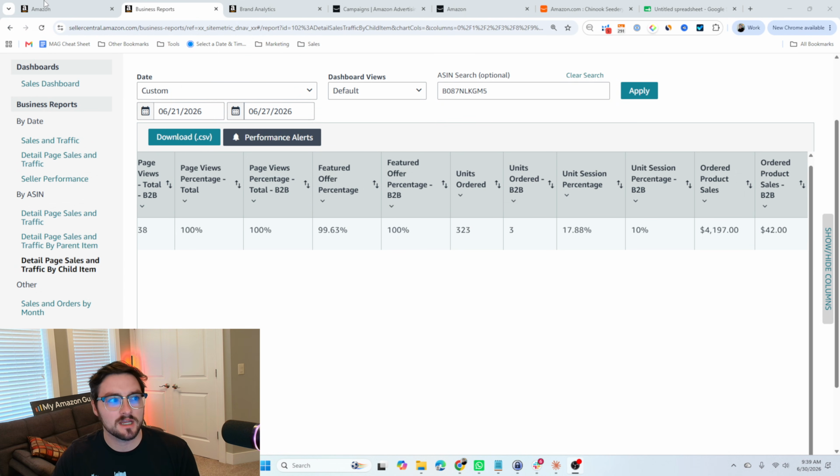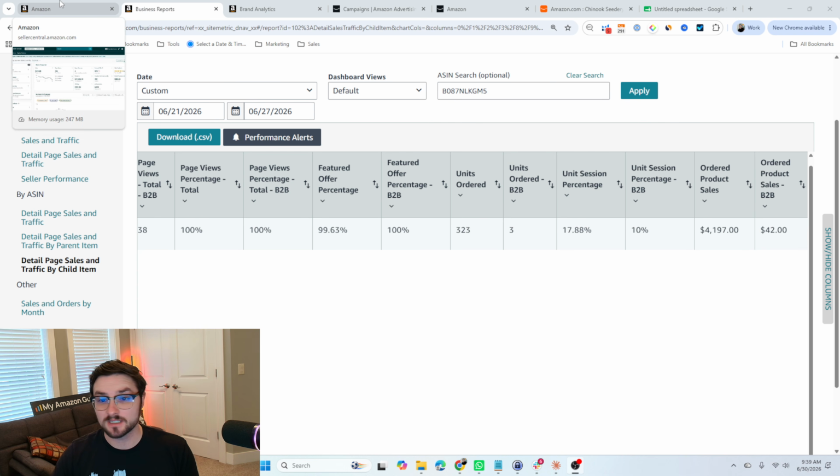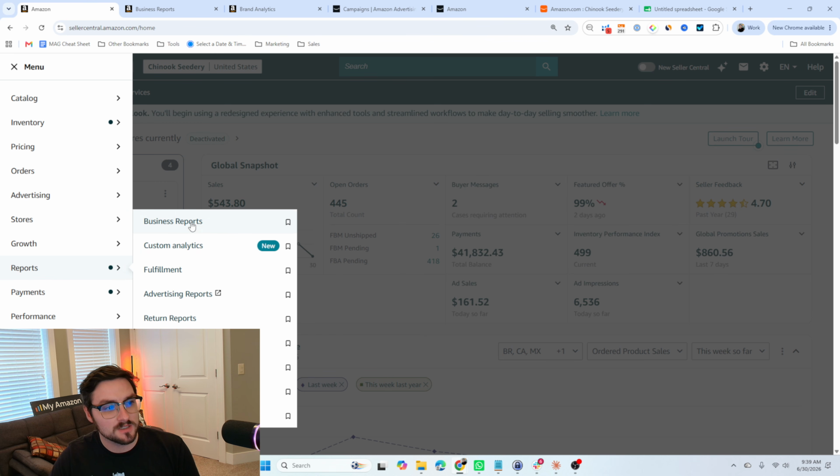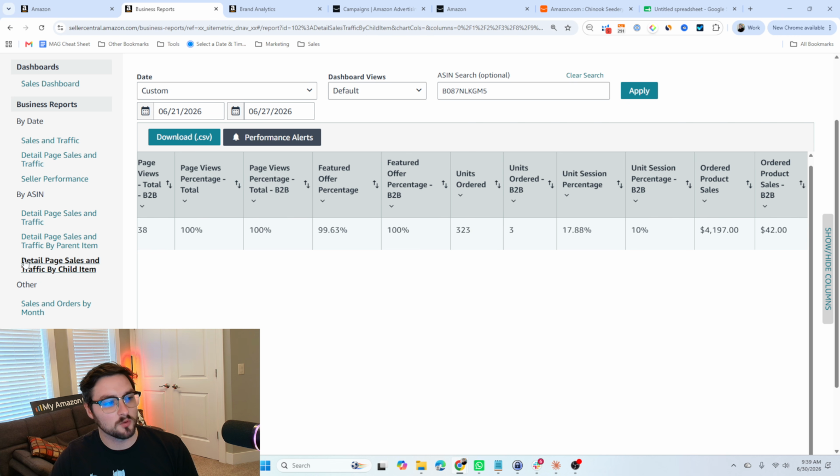If you don't know how to get to business reports, super easy actually. All you have to do, click this little button top left, go to reports, then you head over here to business reports. Once you're at business reports, you're going to click, right now I'm doing detail page sales traffic by child item. I'm just going to do one singular ASIN here today just to make this a super easy and straightforward understanding.